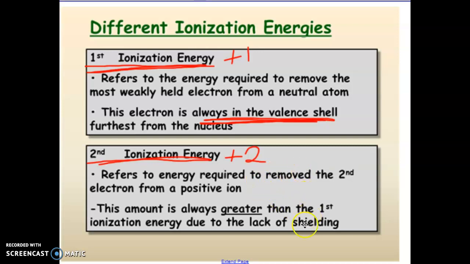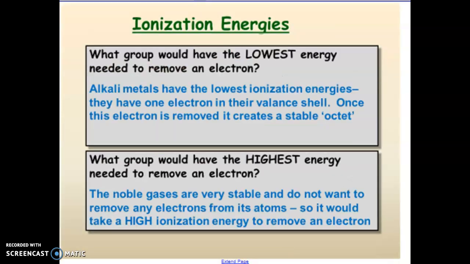So if we were to remove a third electron, the third electron energy is always going to be more than the second for the same reasoning. You have now less repulsion, so the nucleus is holding on to those electrons more, the ones that are left behind.